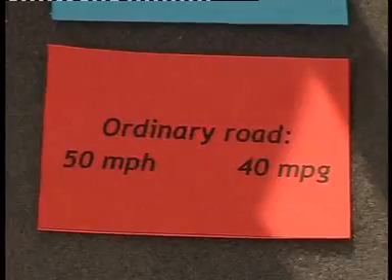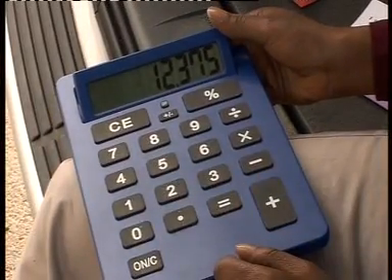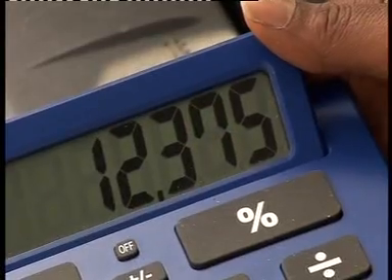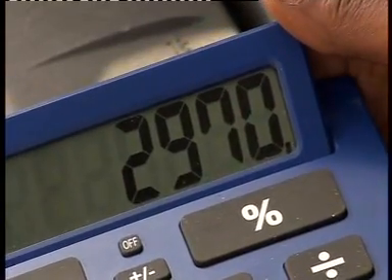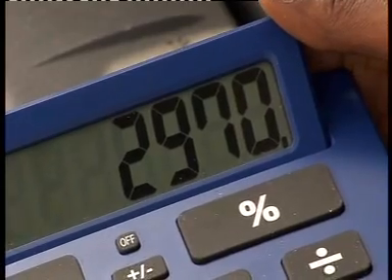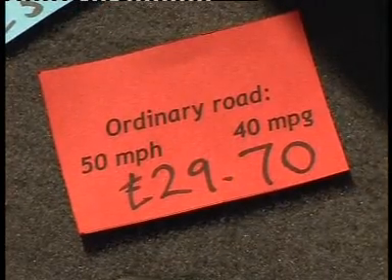On the ordinary roads, my car will do 40 miles on 1 gallon of petrol. So for 1 mile, that's 495 divided by 40 equals 12.37 pence per mile, multiplied by the whole journey of 240 miles, and that equals 2,970 pence, or £29.70. But that's nearly £10 cheaper.